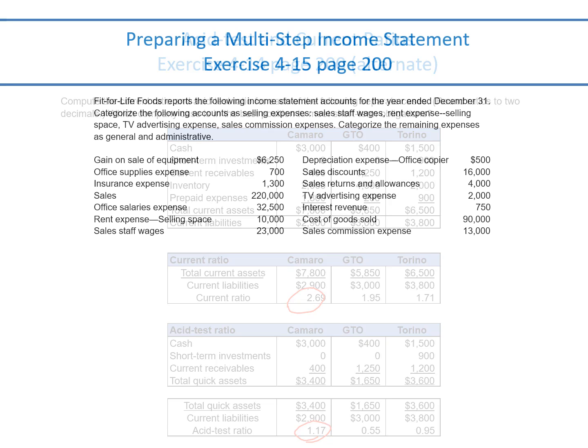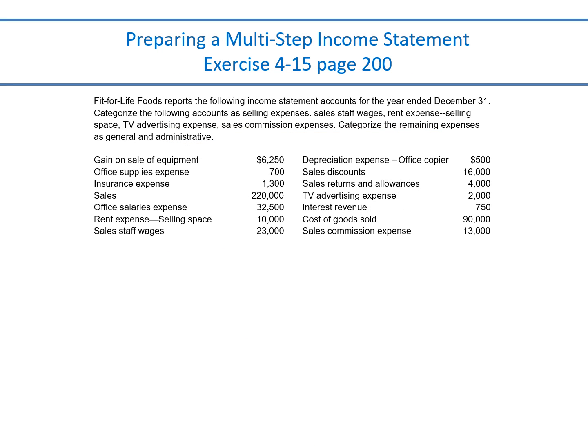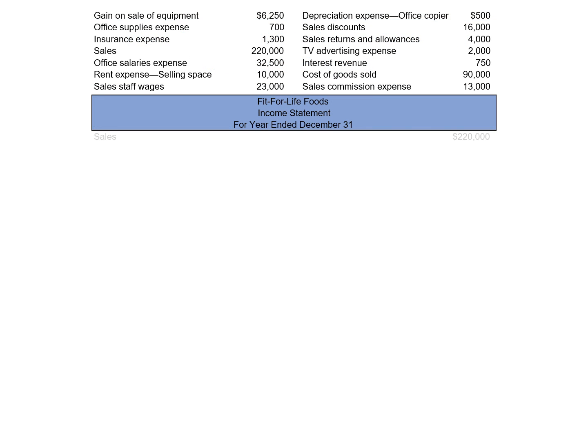All right, so preparing a multi-step income statement. Fit for Life Foods reports the following income statement accounts for the year ended December 31st. They want us to categorize the following accounts as selling, which is wages, rent expense, selling space, TV ads, sales commissions, and then the rest are general and administrative. So on our income statement, we're going to start with sales, less our discounts and allowances for net sales of $200,000.